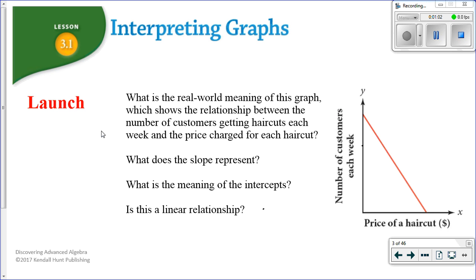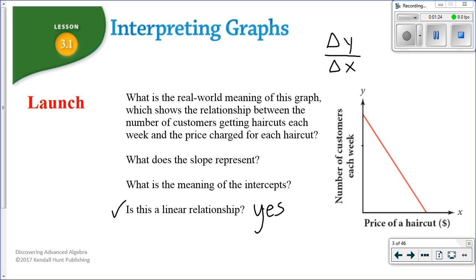Is this a linear relationship? Well, hopefully you can see that yes, it is, because we have a straight line, right? Which means there's a constant rate of change. What does the slope represent if we go back up to that beginning question? So remember, slope is going to be change in y over change in x, delta y over delta x.